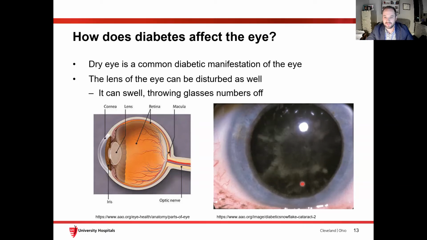Normally, this lens in the eye is clear and easy to see through. All this white, dusty stuff that you're seeing here, these fluffy white areas, that's actually cataract from diabetes. And you can imagine that's like looking through fog or smoky glass. Very, very disturbing to vision.